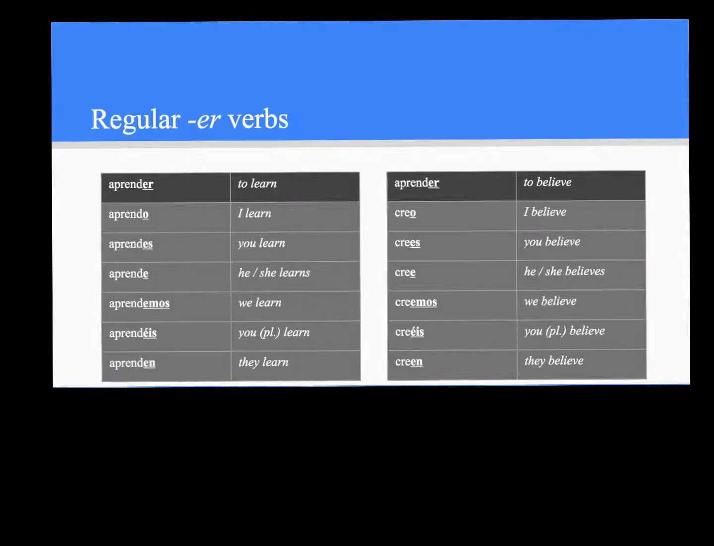There's another example here of the verb creer. I've got a slight glitch in my presentation here. This should, of course, be creer, C-R-E-E-R, as the infinitive to believe. This is a regular ER verb, although it's sometimes a little bit confusing because the stem ends in an E, so we get what looks like a kind of irregularity, a double E here: crees, cree, creemos, creéis, creen. But it is in fact a very common regular ER verb, creer.